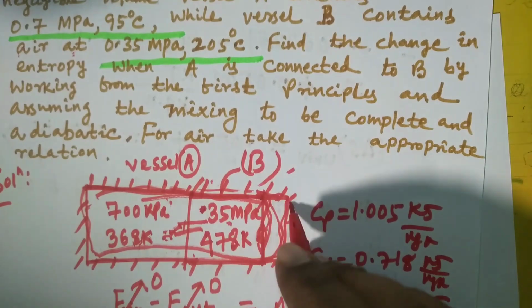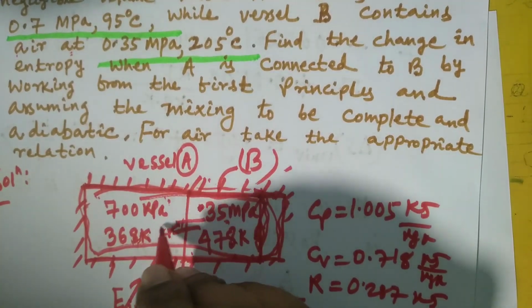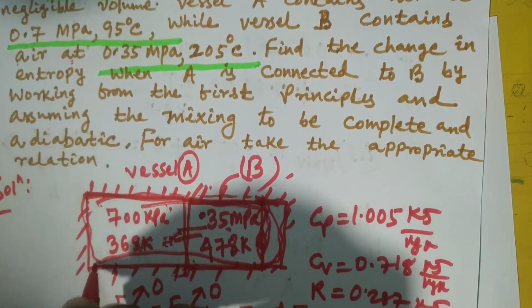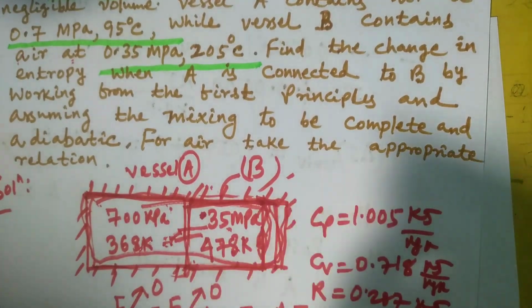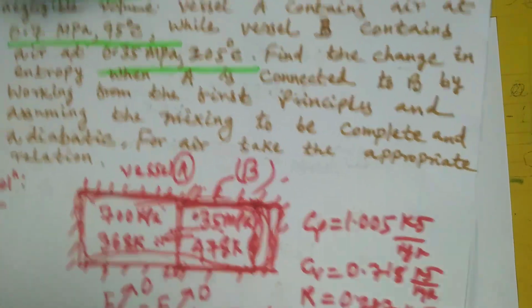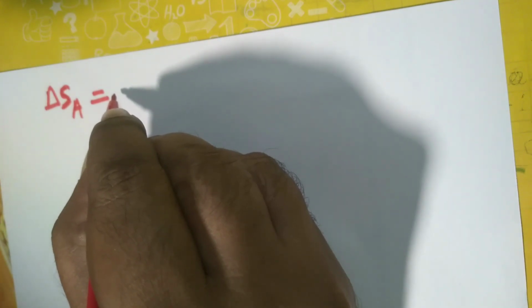This is an adiabatic process. So delta S universe will be nothing but delta S of subsystem A plus delta S of subsystem B, and the delta S of surrounding will be 0. So we have to calculate just delta SA and delta SB, then add them to find the delta S universe. Delta SA: this vessel A contains air. For air, we have to apply the change in entropy formula for an ideal gas.